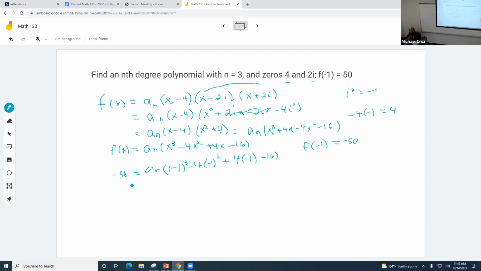All right, so let's just go ahead now. The a_n is still there; we're going to find it soon. So -1 cubed is just -1. -1 squared is 1. 1 times -4 is just -4. This is also 4 times -1, so that's a -4. And then we're subtracting 16. So what is that? That's negative 25.